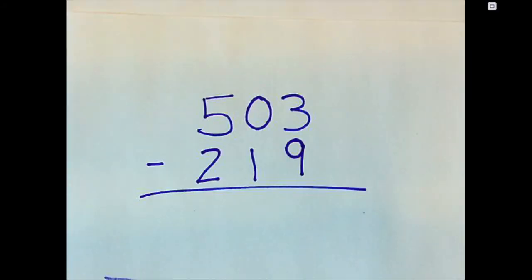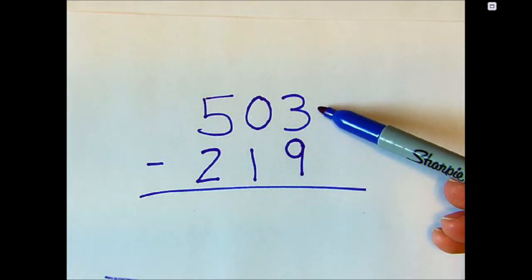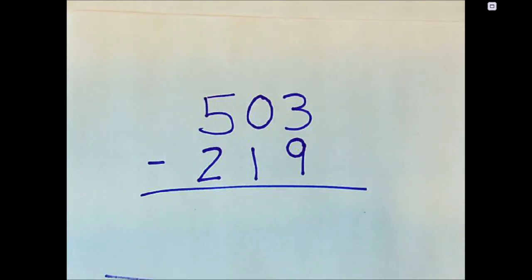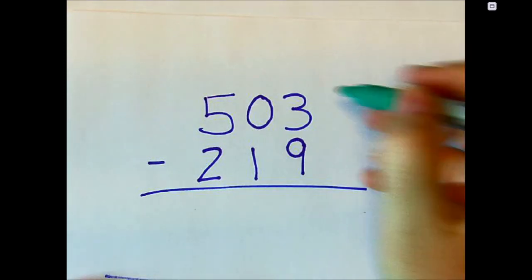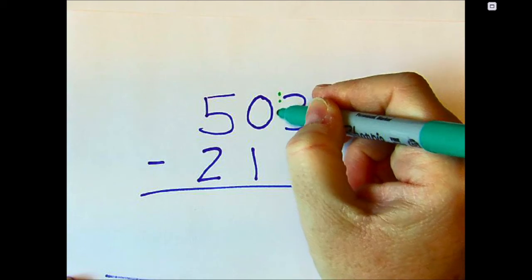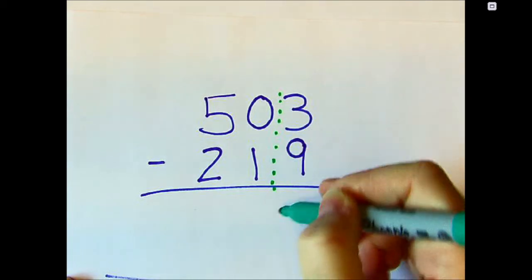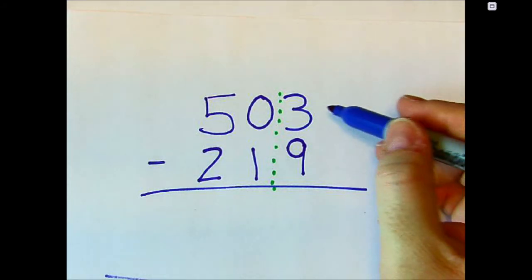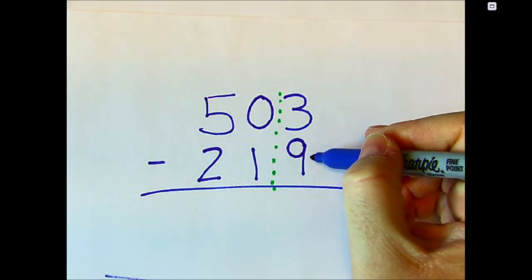In this example, I'm going to use the idea of the base 10 language to help eliminate some of the unnecessary steps for the standard algorithm. So taking a look at 503 and subtracting 219, I'm going to look at this as two separate groups, ones and tens. So looking at this part, 3 subtracting 9.